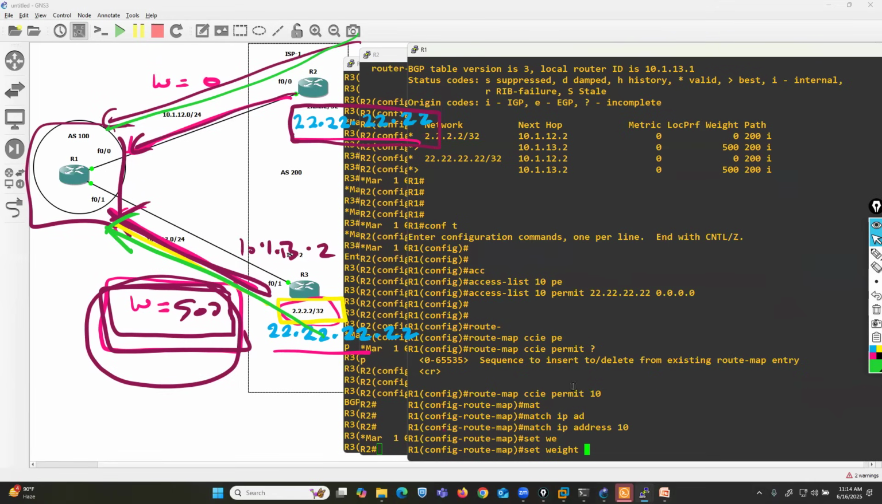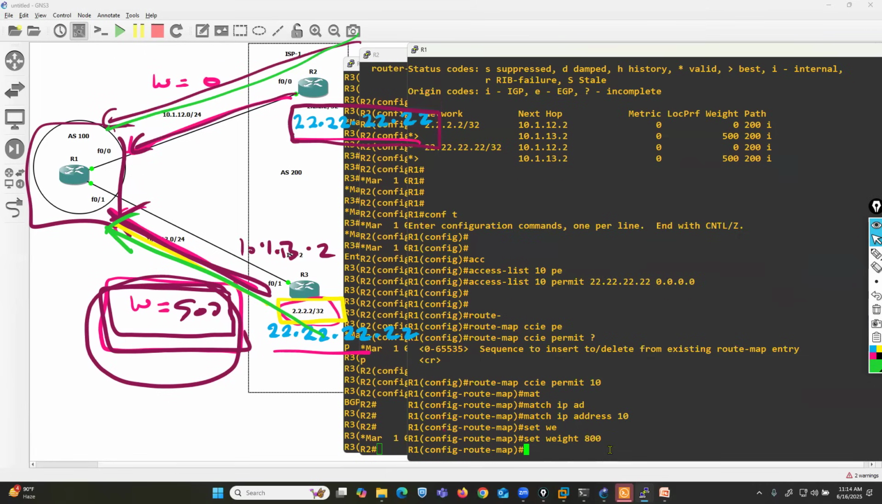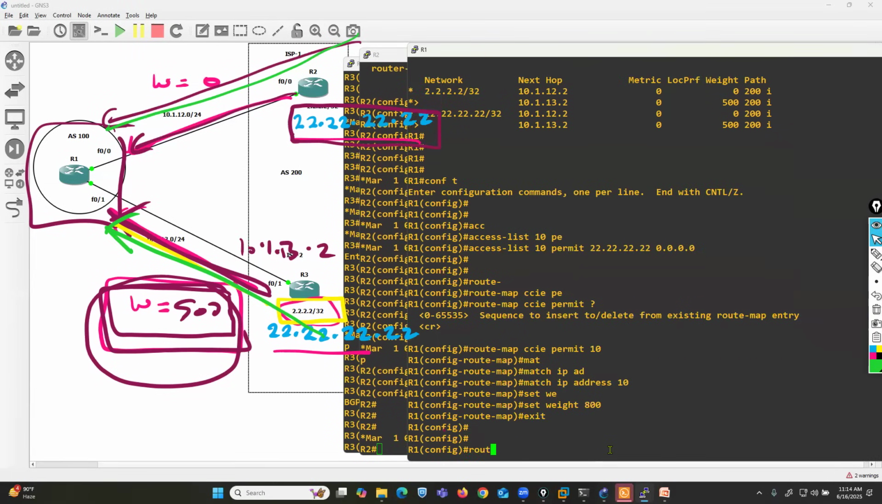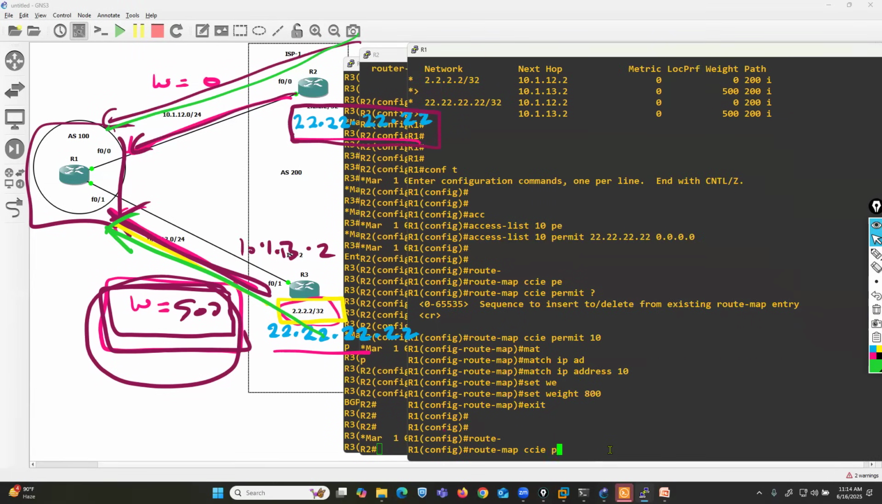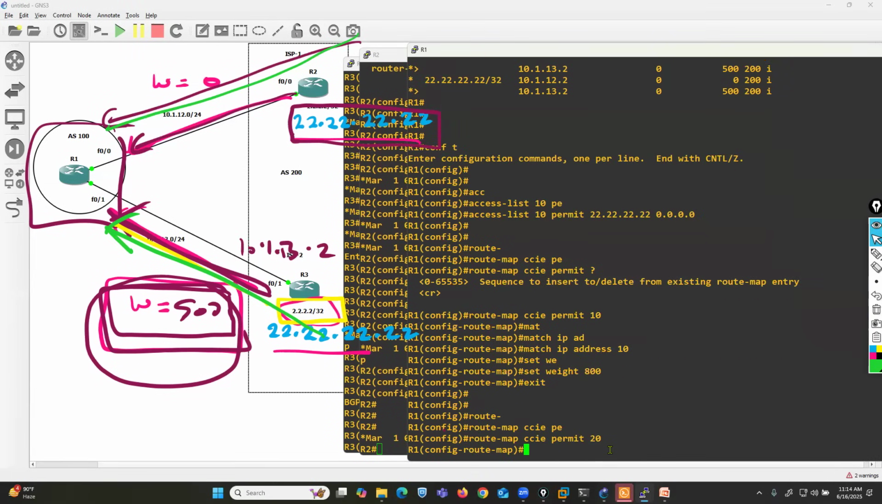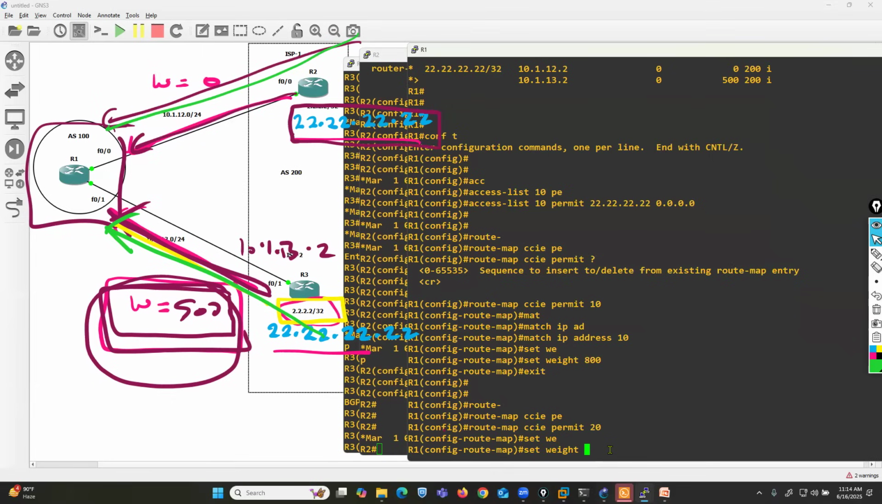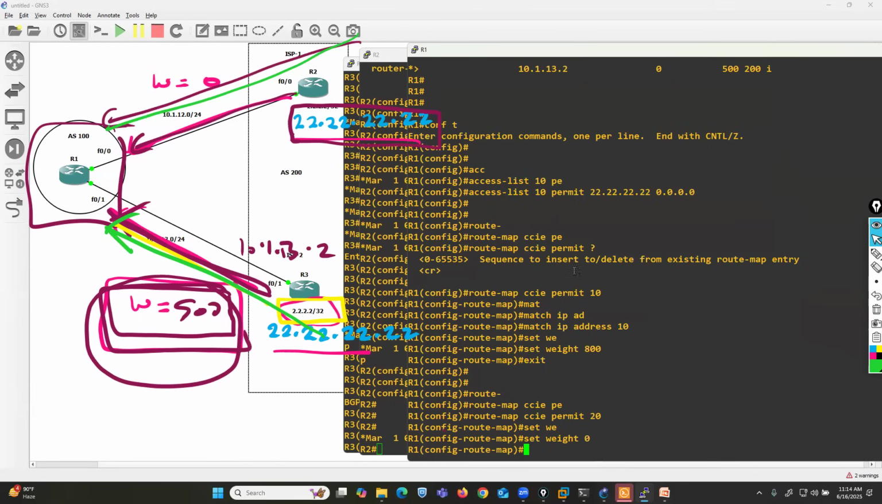So please match 10 and set weight via this side for this particular route. Please set weight 800. Exit. Now route map CCIE permit 20. Now set weight this side 0. For this particular route, my point is what? Clear my point?